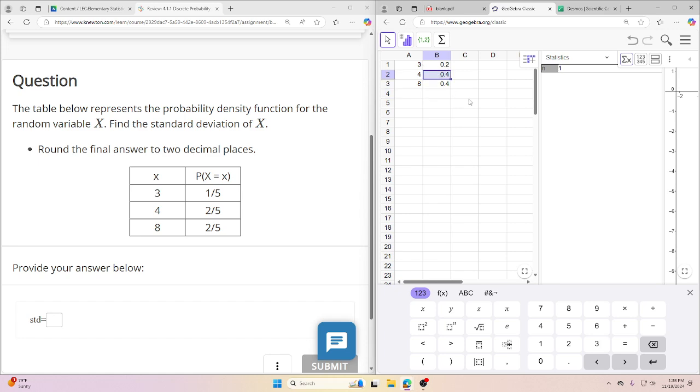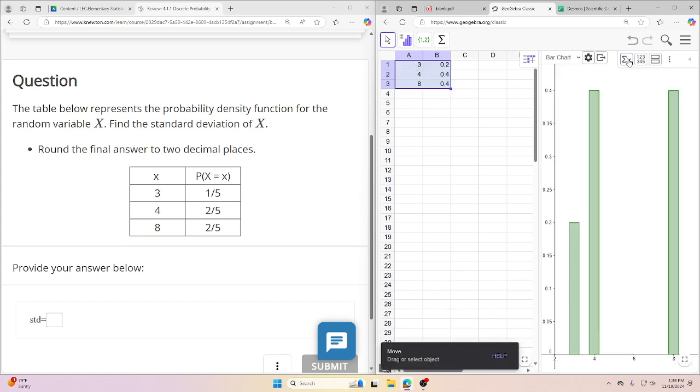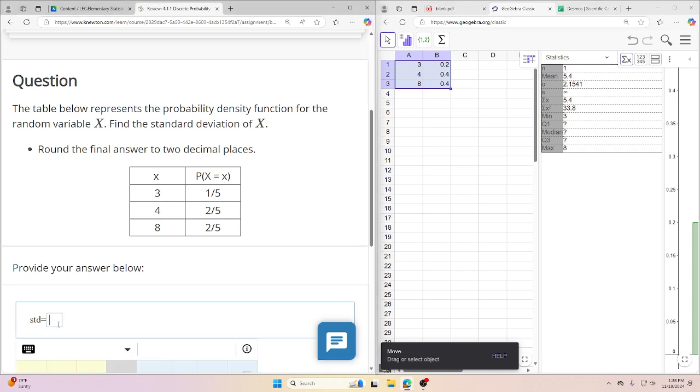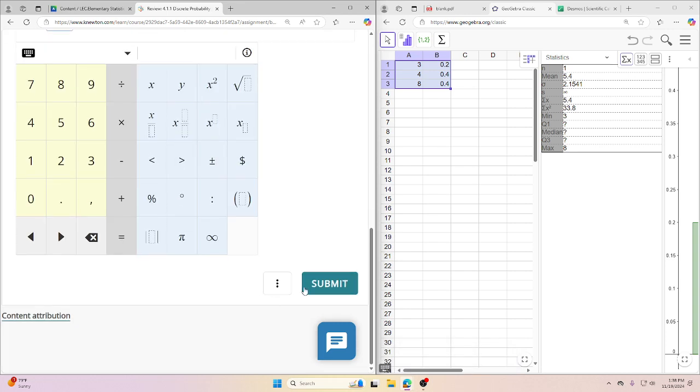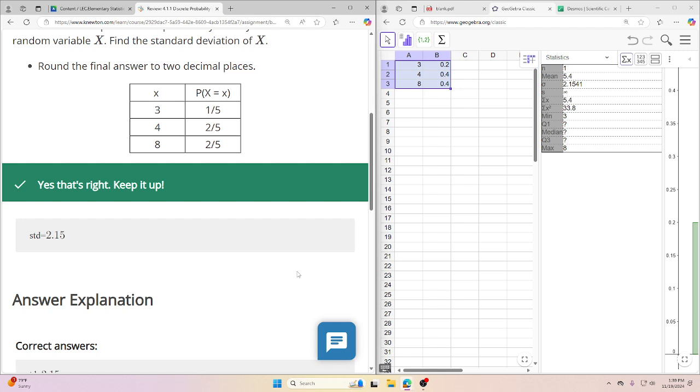So notice when I was typing those 2/5 in, that it changes to decimal automatically, right? Highlight, one variable analysis. We've already done this so many times. Standard deviation. The only one that I have is the 2.15, 2 decimal places. Okay, cool. So that one I would definitely use GeoGebra. Standard deviation, that'd be nuts to do by hand. I don't think I've ever done it by hand. Cool? Okay, awesome.